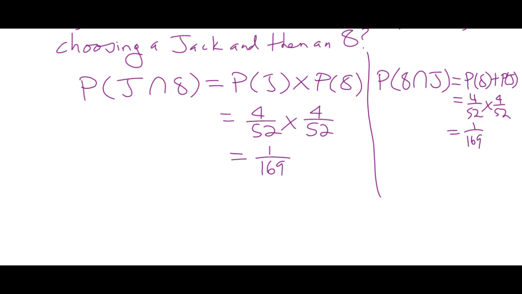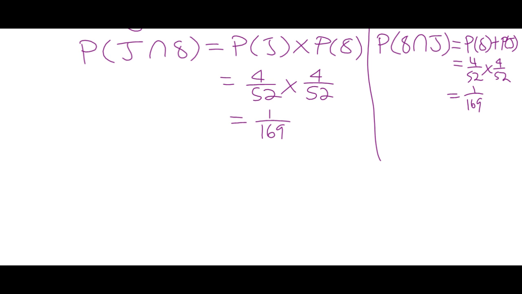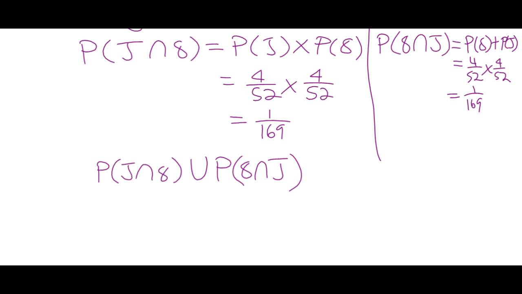What must you now do? So think about it. If I want a specific order, jack then 8, or 8 then jack, this is how I do it. What if I don't care about the order? I just want to know that one of them was a jack and one of them was an 8. So you could say, well, then here's what happened. I either got this or I got this. So I got a jack and then an 8, or I got an 8 and then a jack.